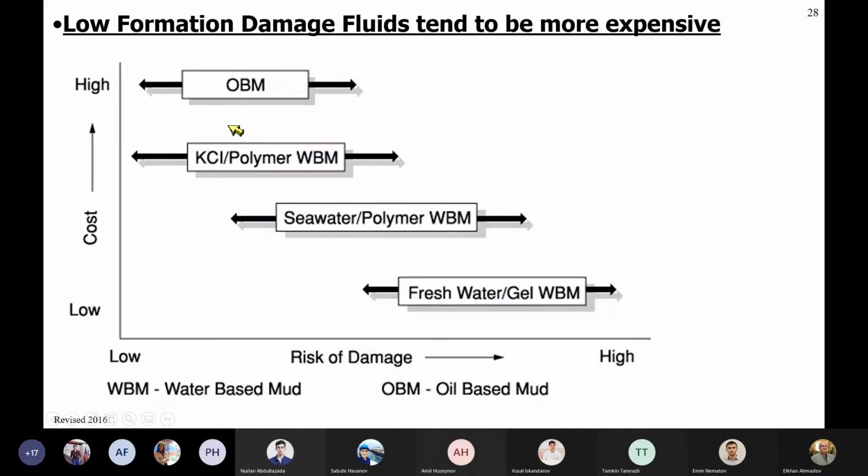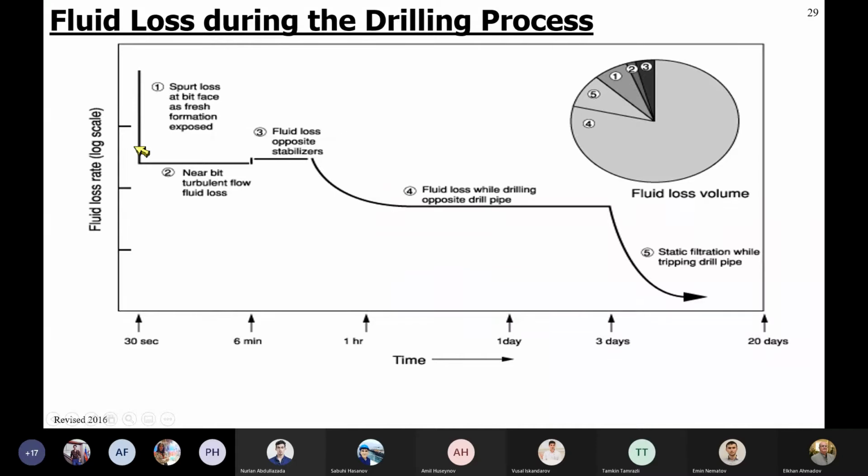This is what we learned: at which phase of the drilling we have the most fluid invasion volume into the reservoir. It goes into the reservoir when we drill through the reservoir, and the reservoir is against the opposite drill pipe.